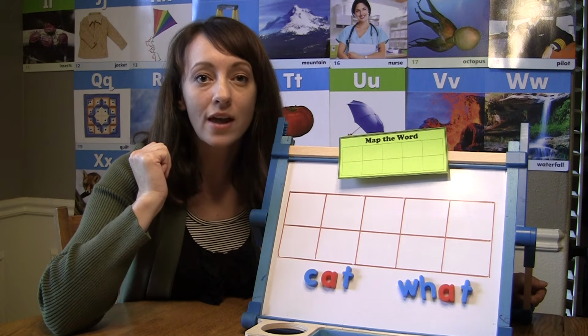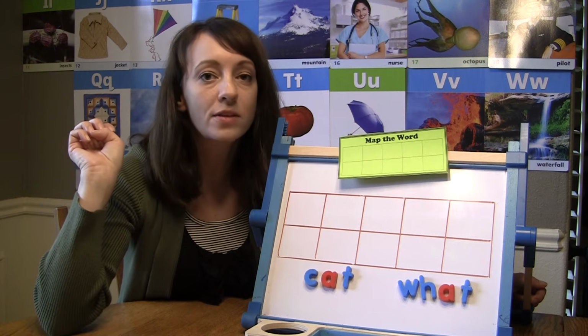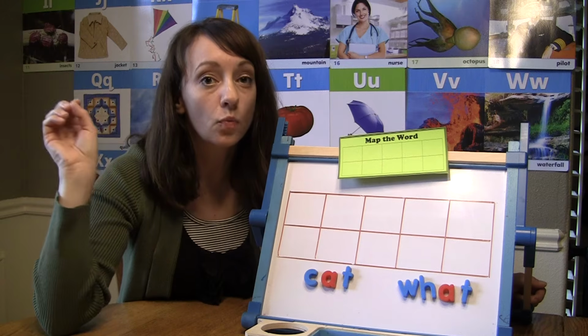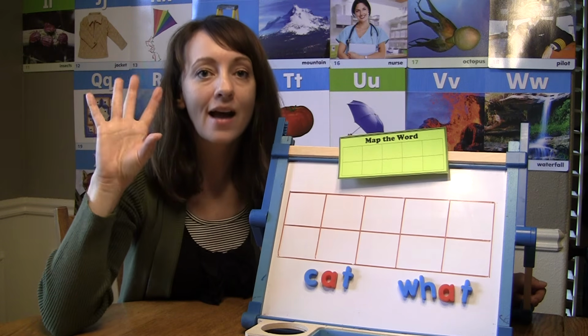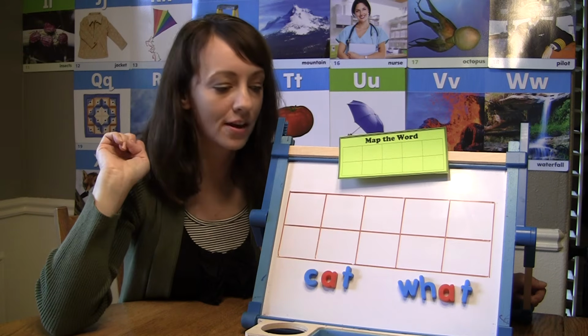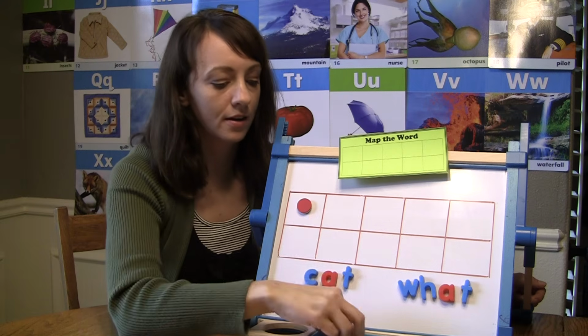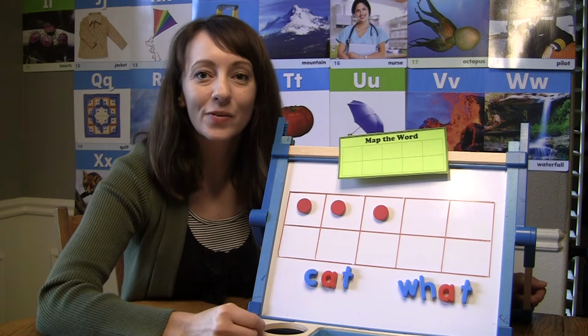So then you can go ahead and move on to the phonemic part where we're hearing each individual sound. Have them tap each phoneme or each individual sound in the word to hear all the separate phonemes. K, a, t. Then we're going to map it. K, a, t. Finally, we're going to graph it.